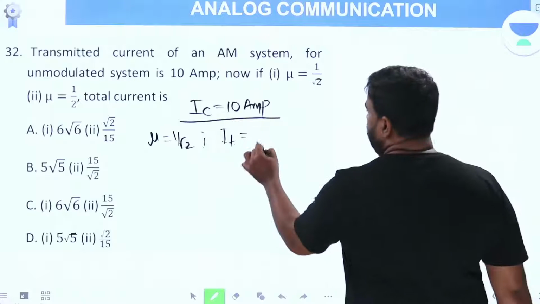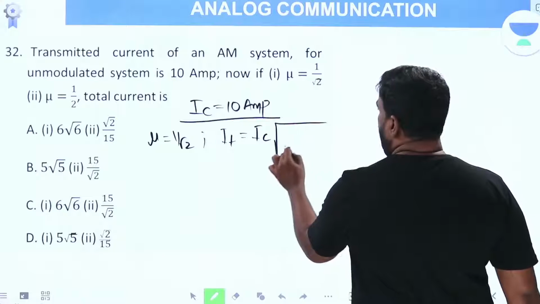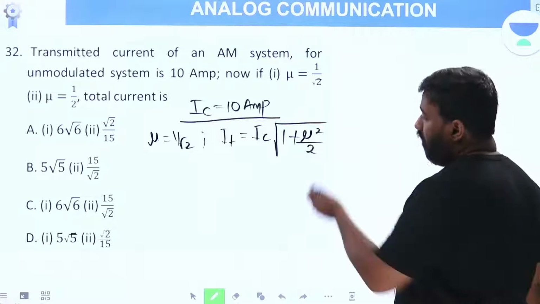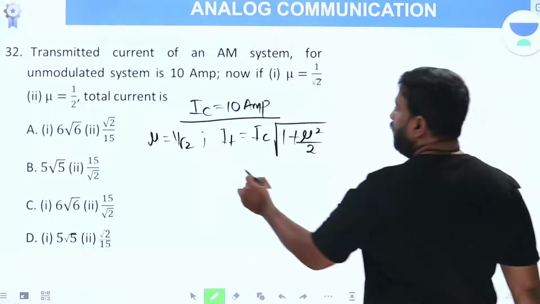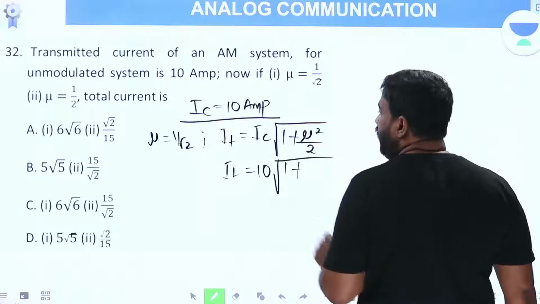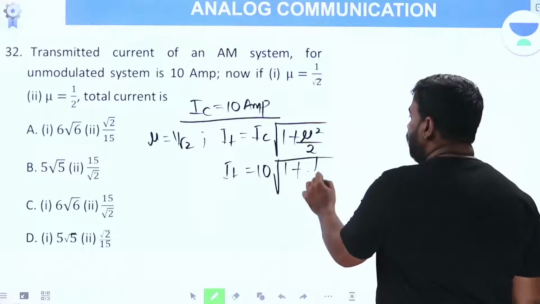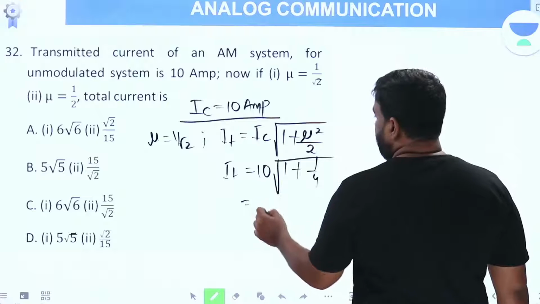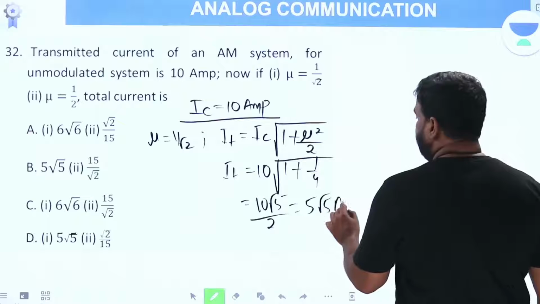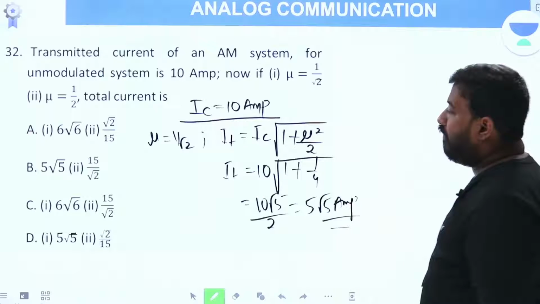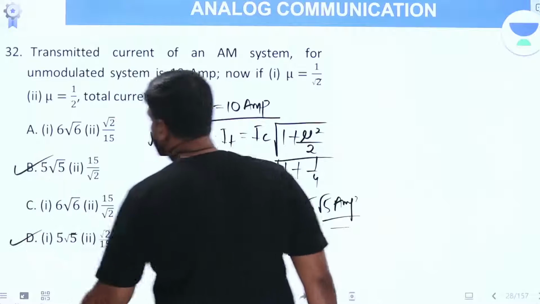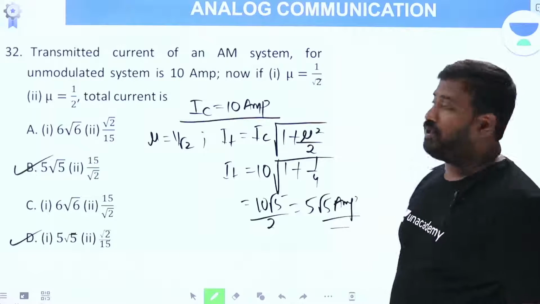IT is equal to IC into under root of 1 plus mu square by 2. Formula I derived in the previous class. IT is 10 into under root of 1 plus mu, which is 1 by root 2, whole square, 1 by 2, by 2, 1 by 4. This is 10 root 5 by 2, 5 root 5 amp. It can be B or D. You must do the next option now.